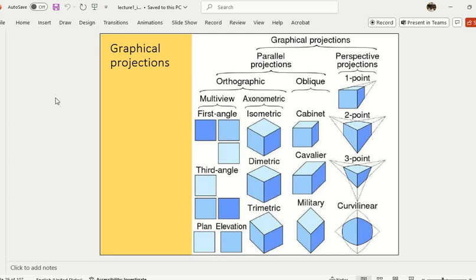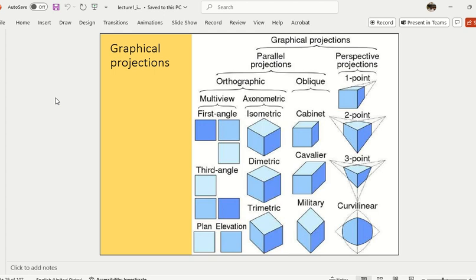Plan should be on the top. Plan means what? We are looking from where? From the top, right? So plan should be on the top. The right hand side should be on the right hand side, and the left hand side should be on the left hand side. Right or wrong? Right. So third angle makes more sense. If you are looking from the top, you make it on the top. If you are looking from the right hand side, I make it on the right hand side. If you are looking from the left hand side, I make it on the left hand side. So third angle makes more sense. Clear now?